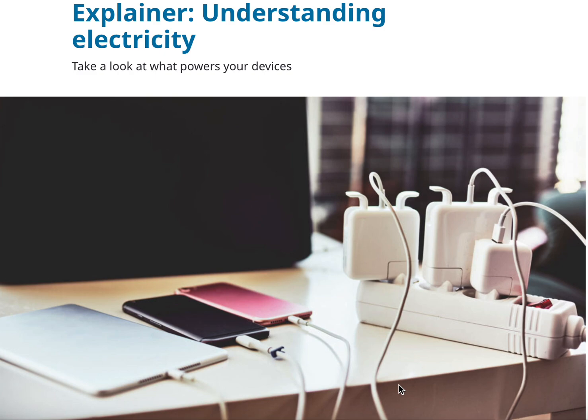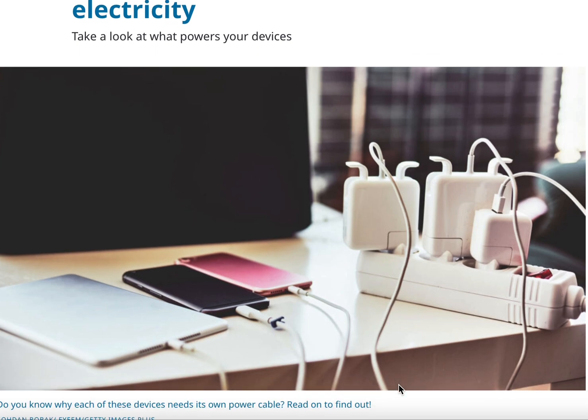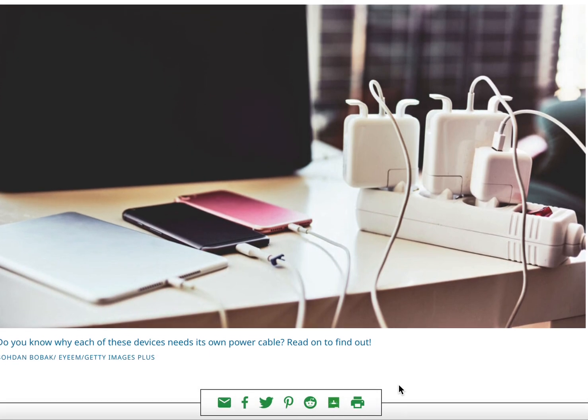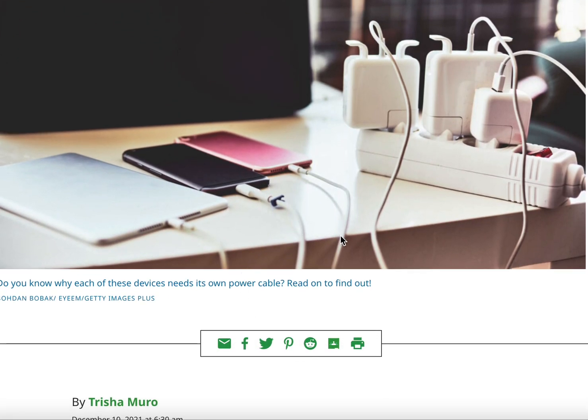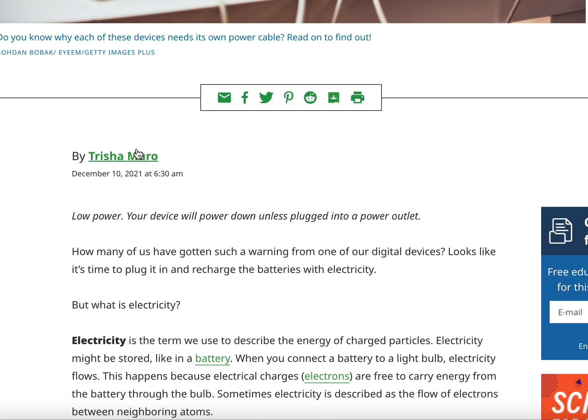Explainer: Understanding Electricity. So take a look at what powers your devices. Do you know why each of these devices needs its own power cable? Read on to find out. This article is by Tricia Muro.